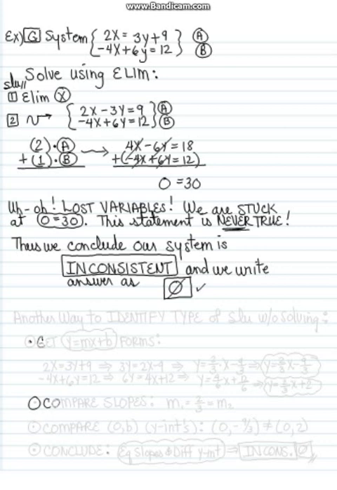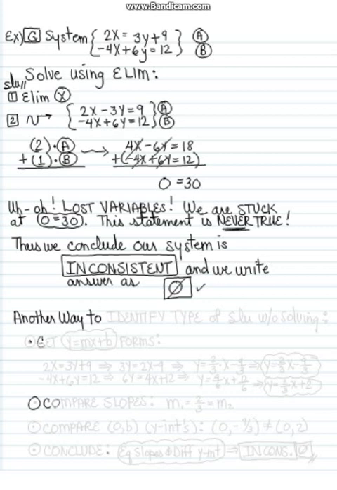Okay, so once again, we went through the process of elimination to solve this system, and we ended up losing our variables. When that happened, we analyzed where we were at when we lost our variables. We were at 0 equals 30. That's never true. And since it's never true, we're going to have no solutions. This is an inconsistent system. Now, according to note 40, there's another way we could have identified the type of system without working out any solution. And we'll discuss that briefly here.